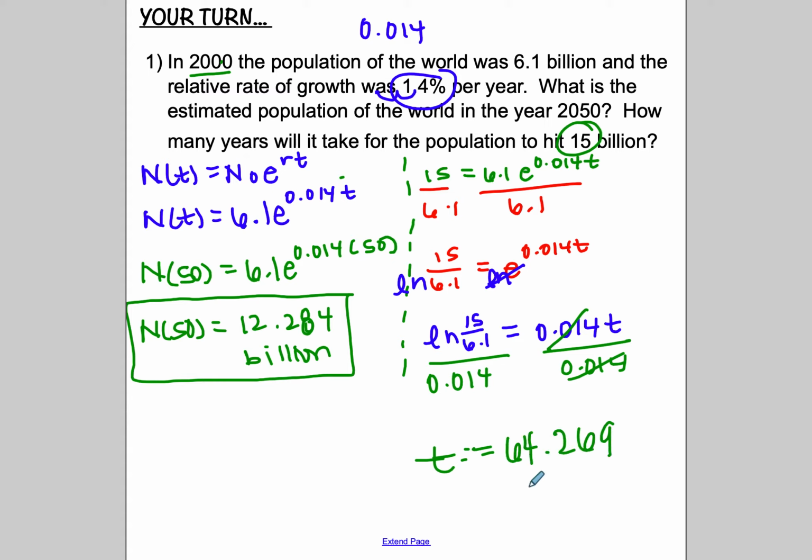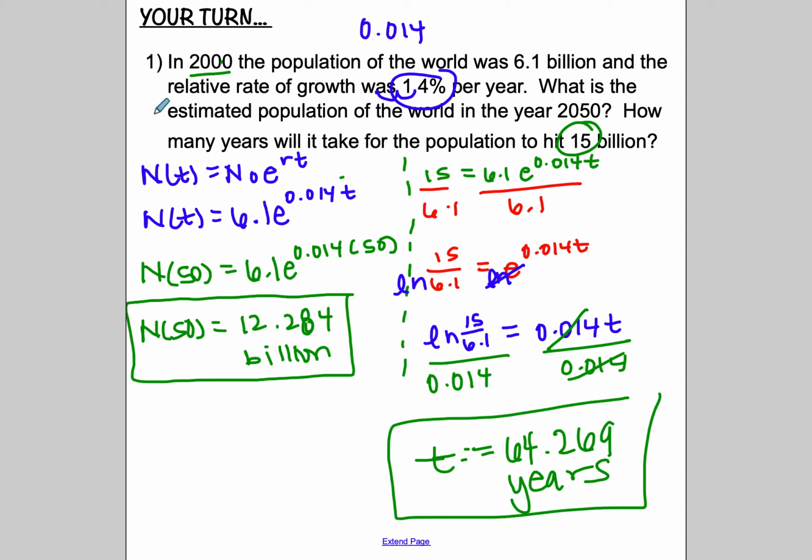And then my label for my time would be years. So we're going from 2000 to 2050. So that's how many years it would take to get to 15 billion. Which makes sense, right? Because in my first problem, I plugged in 50 years later. It was 12.28. So it should take more than 50 years. It's taking 64 years. Okay.